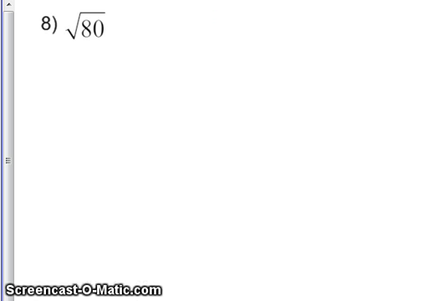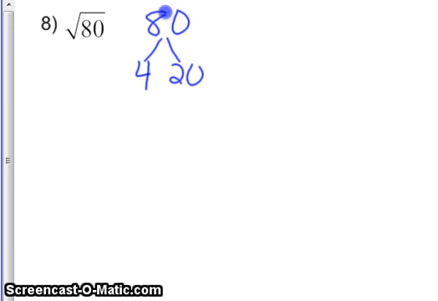Number 8, I'm going to do this one with you. Square root of 80. I need a factor of 80 that's a perfect square. 40 and 2? No, wait, neither 40 nor 2 are perfect squares. I was kidding. 4. So 4 is a perfect square and it divides 80.